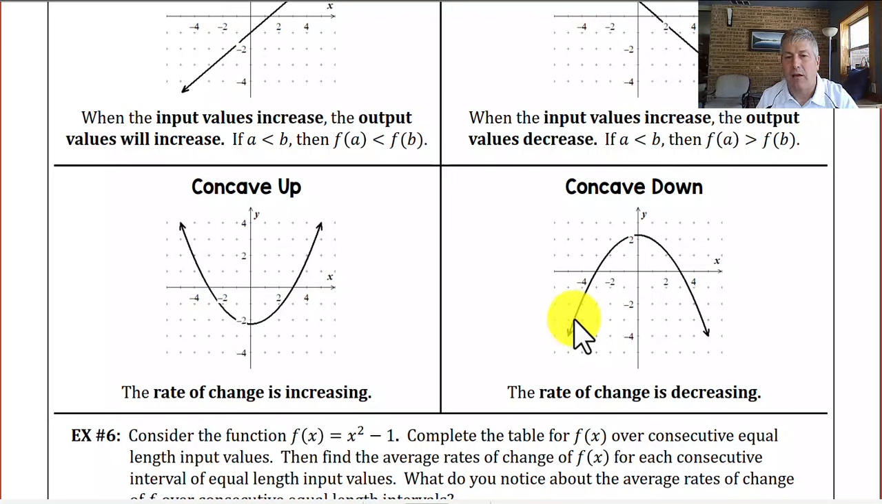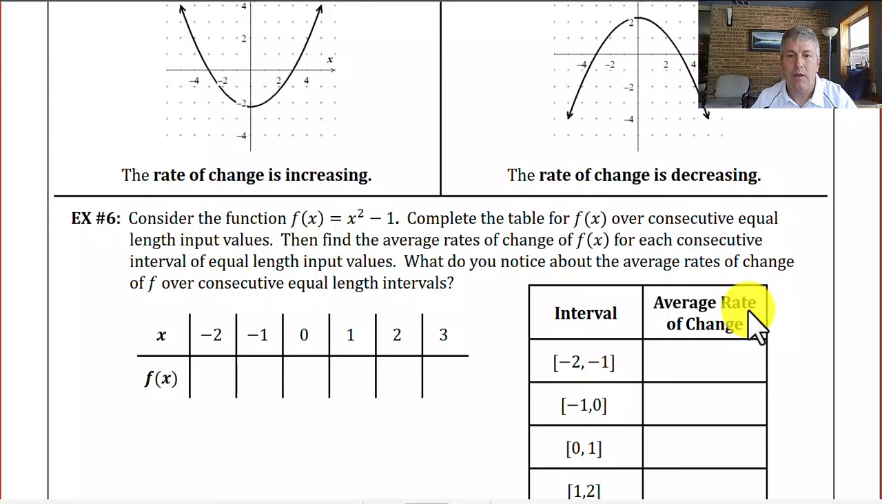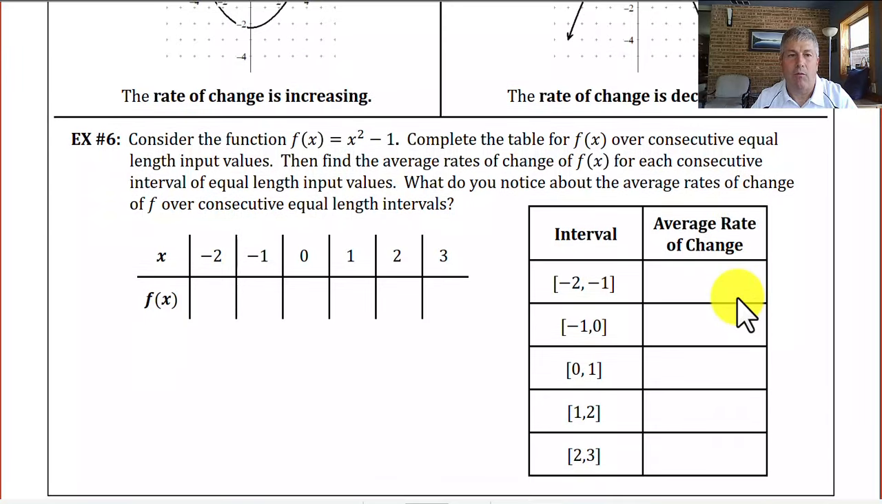And when it's concave down, it's becoming, what would that be? Less and less positive and then more and more negative. The rate of change is decreasing. And that is concave down.